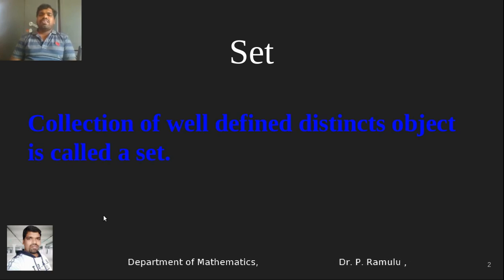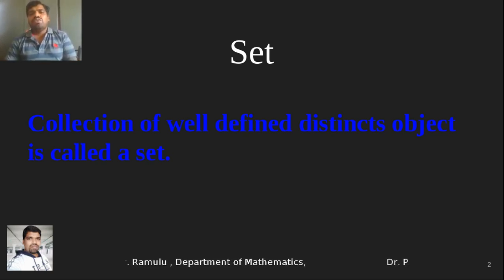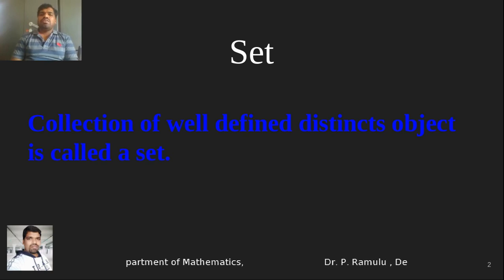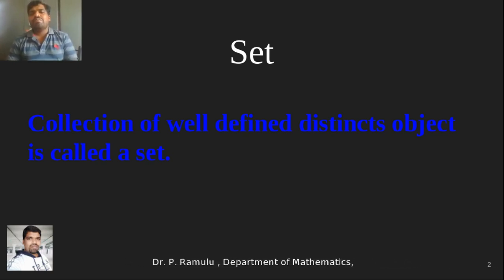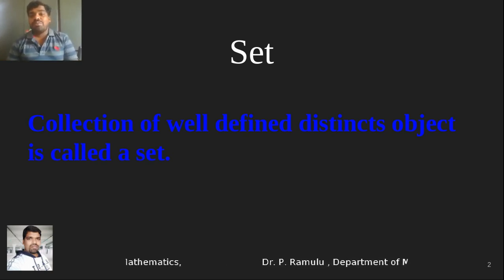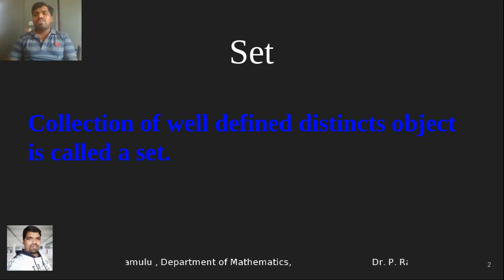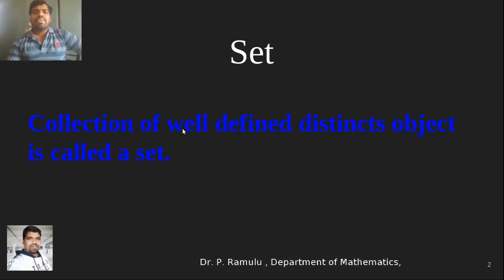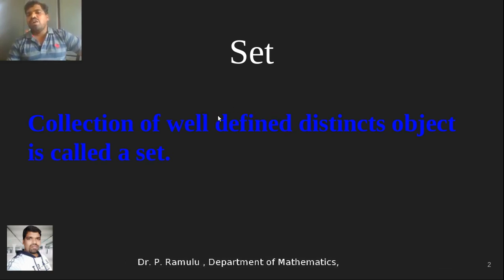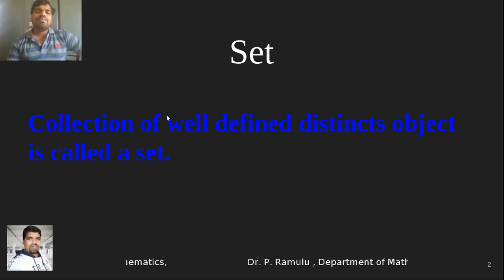Collection of well-defined distinct objects is called a set. The collection of well-defined distinct objects is called a set. Generally, this term, well-defined, is not used. People say a collection of objects, or a collection of elements, or a collection of numbers. But here, the term well-defined is very important. Well-defined is a very crucial term. So this term, well-defined, is crucial when we are defining a set.